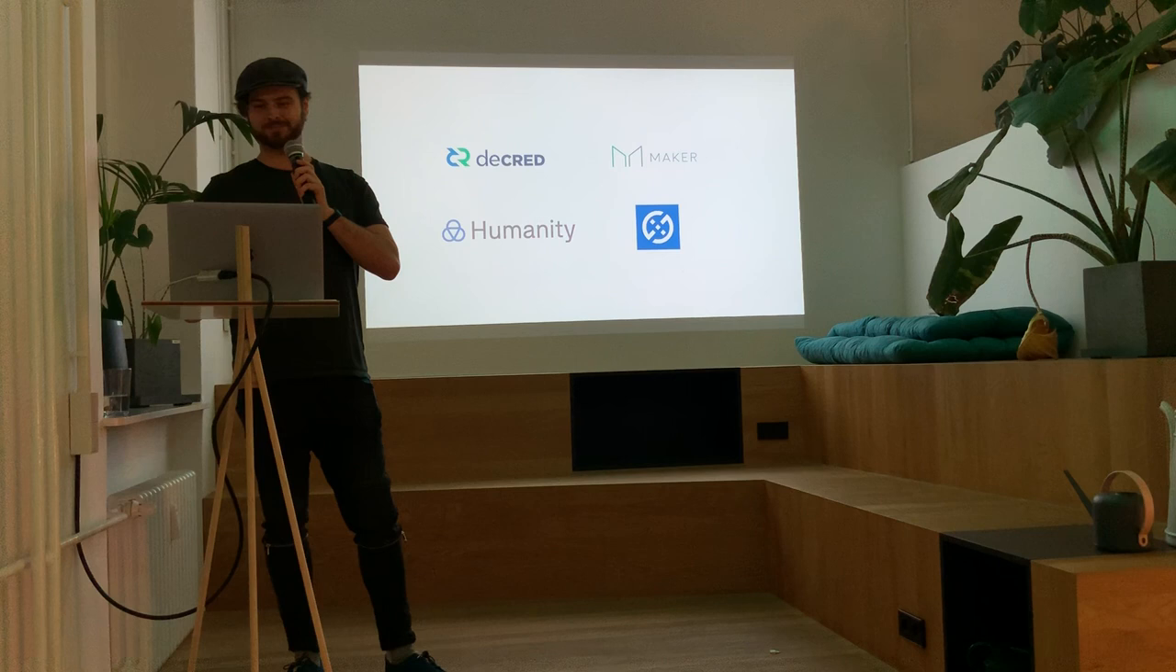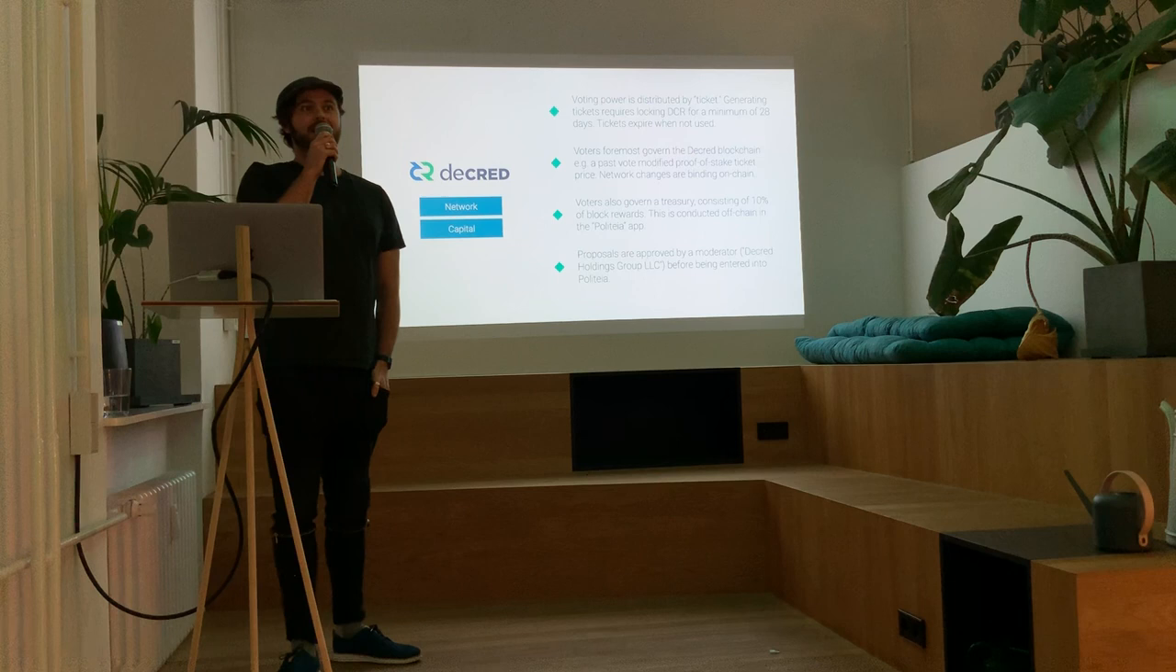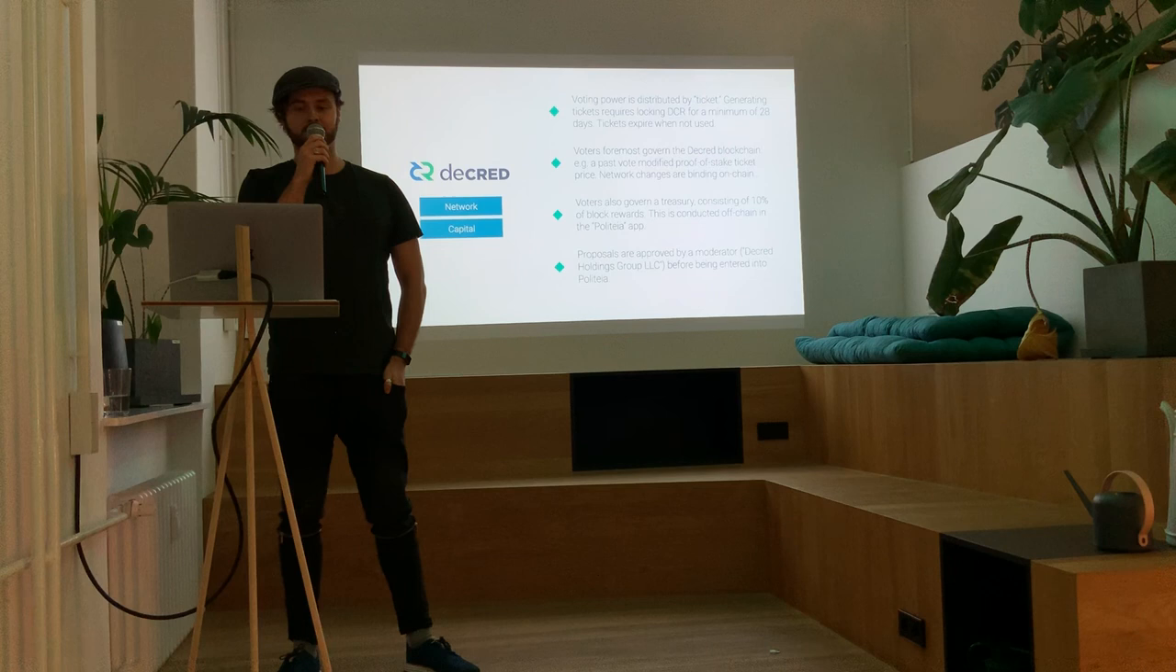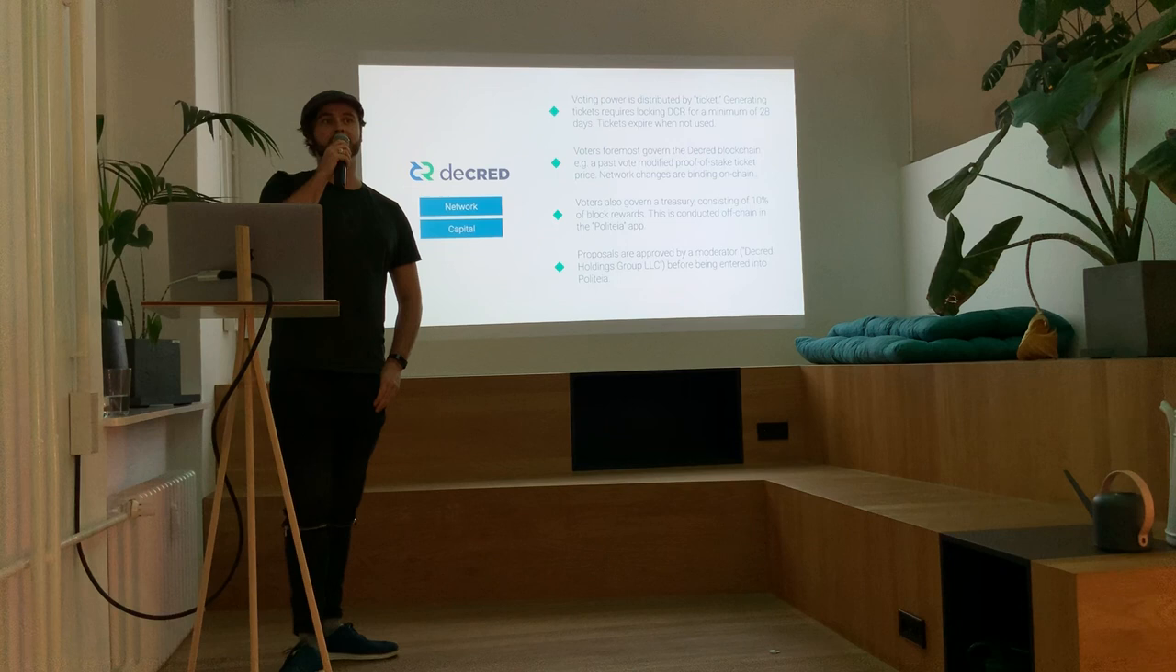So what is Decred? Decred is not an Ethereum blockchain. It is its own blockchain. And what is the DAO governing? Well, the DAO is governing the network as a whole, so upgrades to this blockchain network, and it's governing a pool of funds which are used to improve this network.